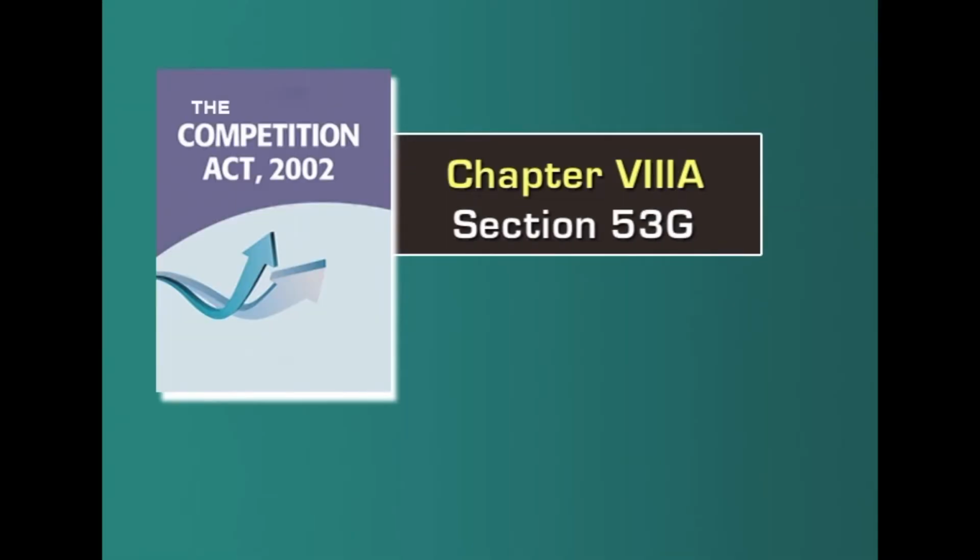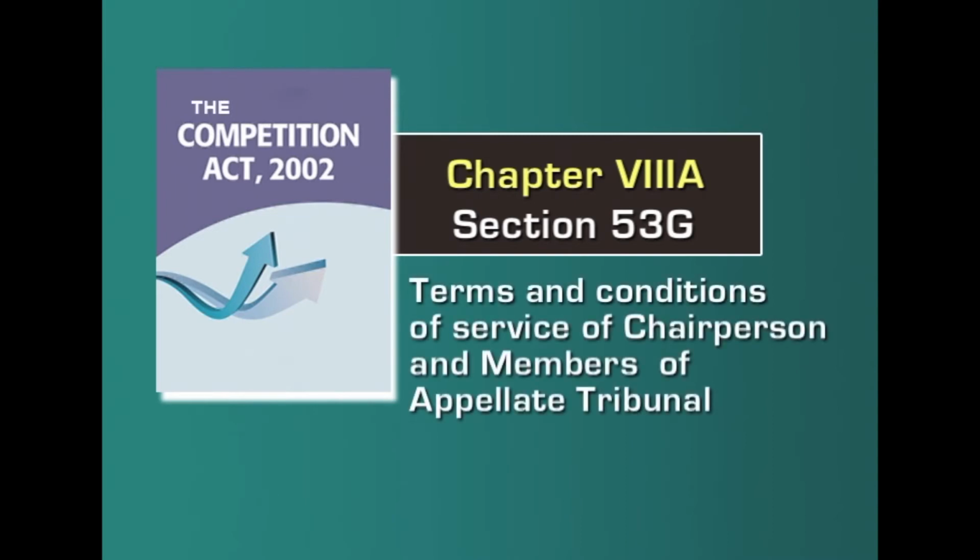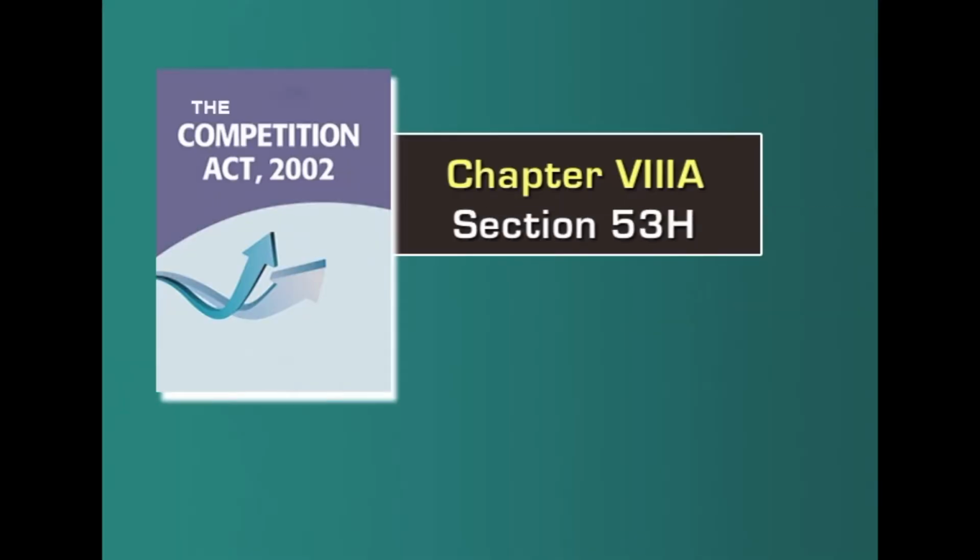Let us move on to the next section, that is section 53G, which talks about terms and conditions of service of the chairperson and the members of the appellate tribunal. The terms and conditions of service of the members and the chairperson are purely dictated by the central government by taking out necessary notifications from time to time. Section 53H generally talks about vacancies, which also is a prerogative of the central government, where the central government will notify and call for fresh appointments as and when there is a vacancy.